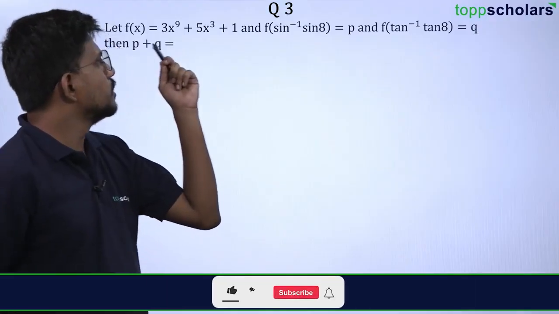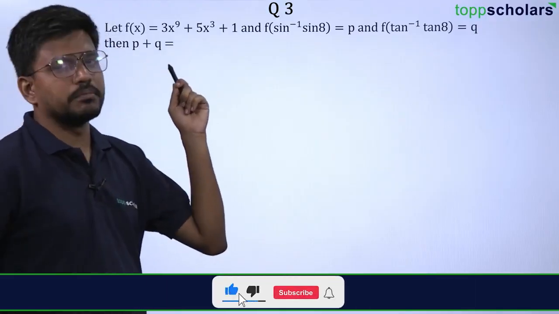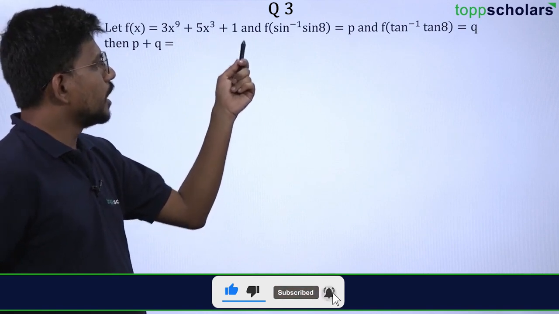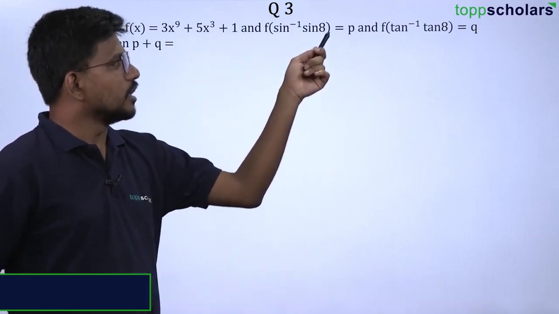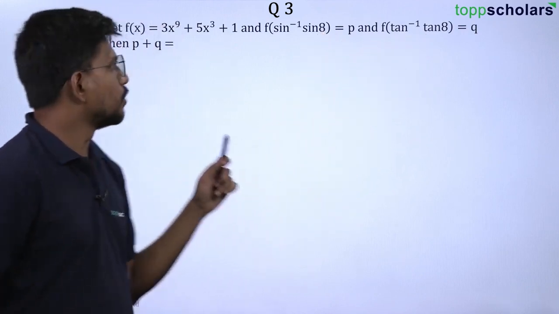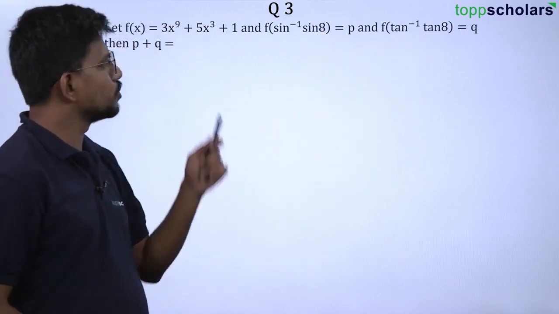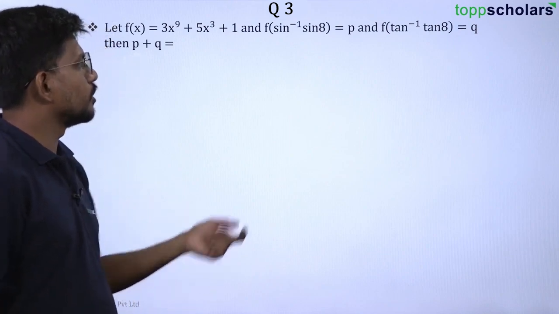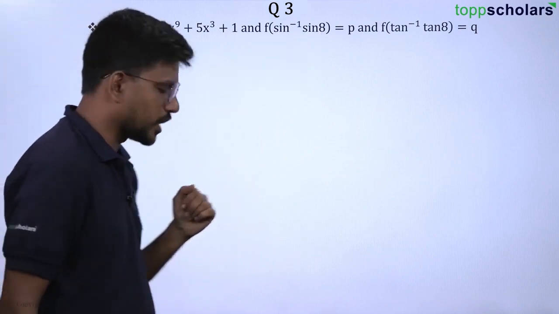f(x) is given as 3x^9 plus 5x^3 plus 1, and f of sine inverse of sine 8 is given as P, and f of tan inverse of tan 8 is given as Q. Then what is the value of P plus Q? Okay. So first of all, we need to find out what is sine inverse of sine 8.